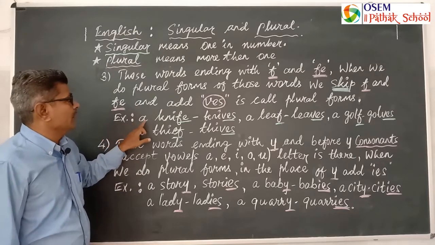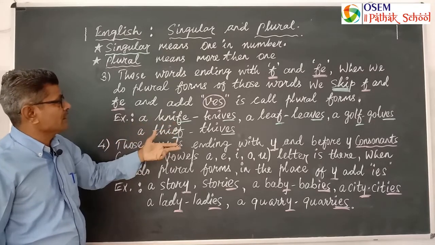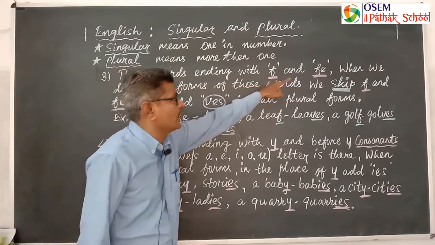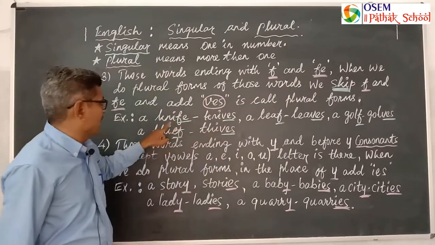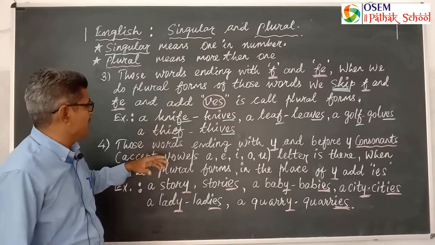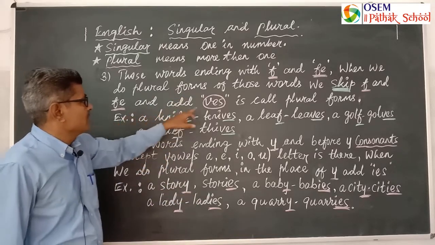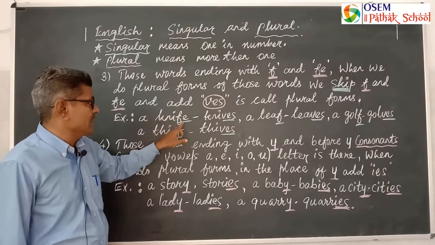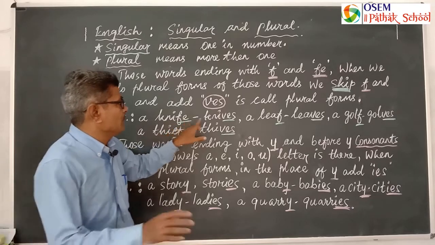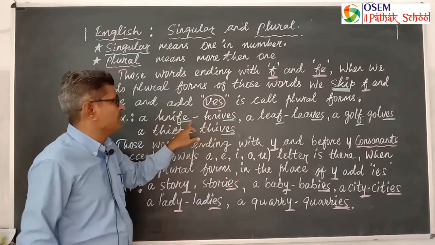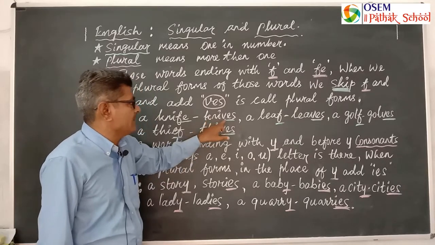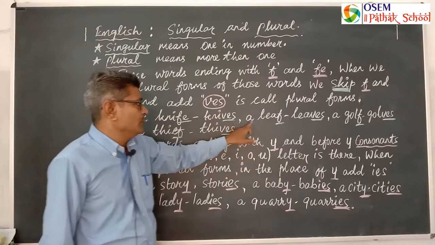So a knife. See what the rule is: these are words ending with F or F-E, so here it is F-E. In place of F-E, we have to skip F-E and add V-E-S. K-N-I-F-E, knife. I underlined this F-E. Now I have to skip F-E and add V-E-S: K-N-I-V-E-S, knives.